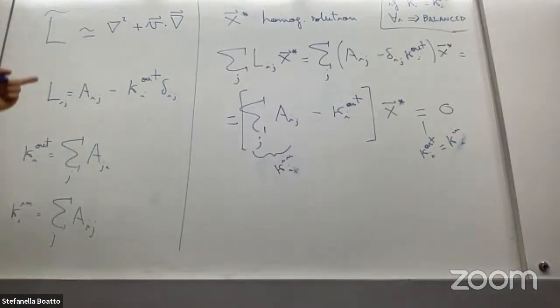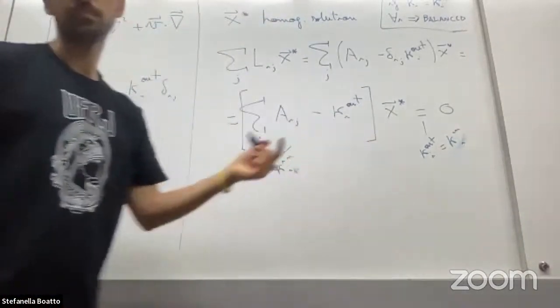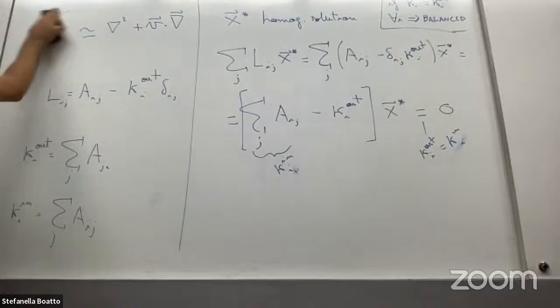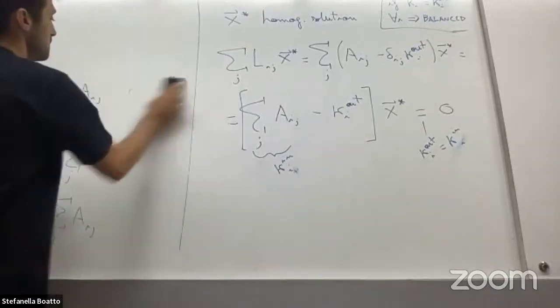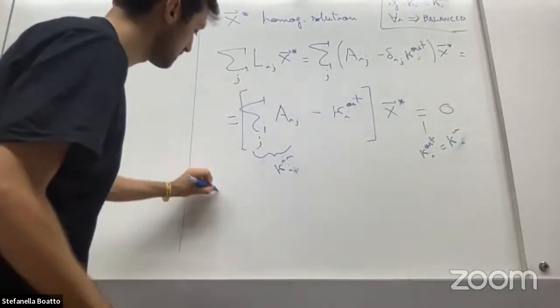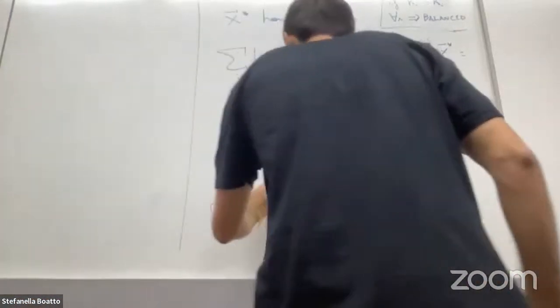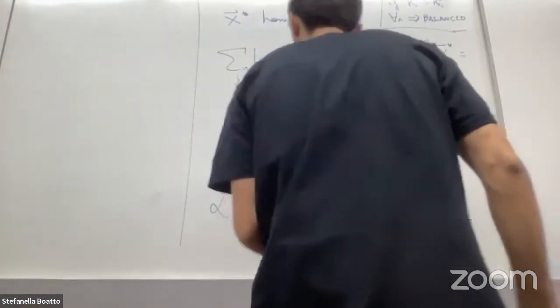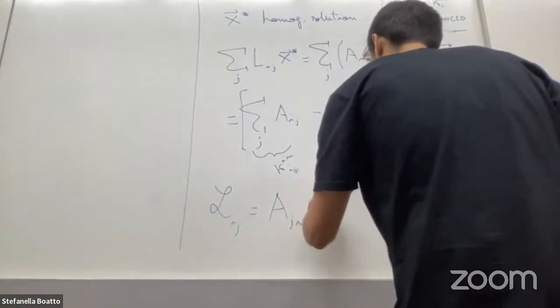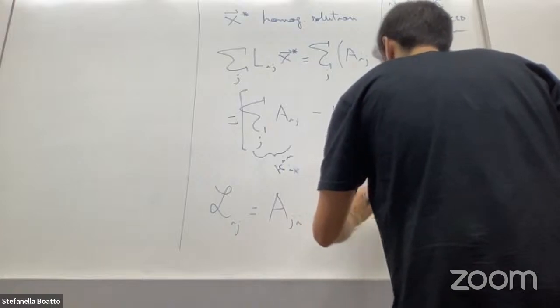Now, in many applications, the network is not balanced, and so you don't have the homogeneous state. And to be able to still study Turing, you need to define a new Laplacian, L_ij, that is A_ji minus k_i^out delta_ij.